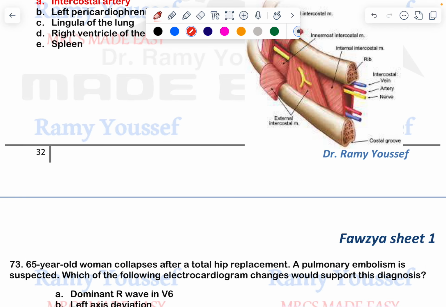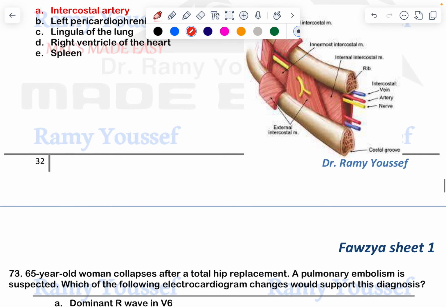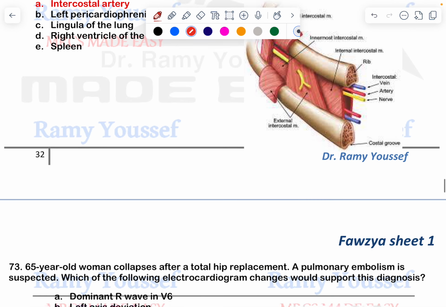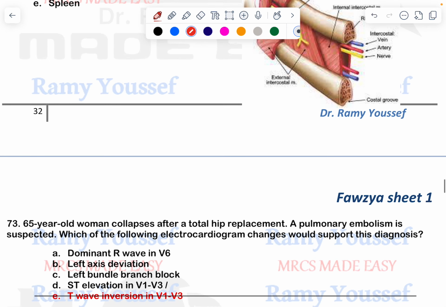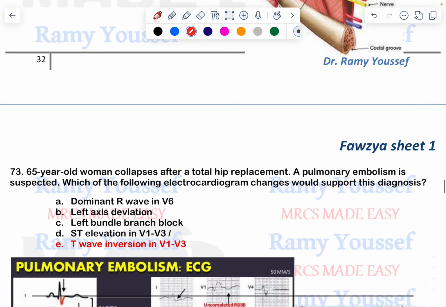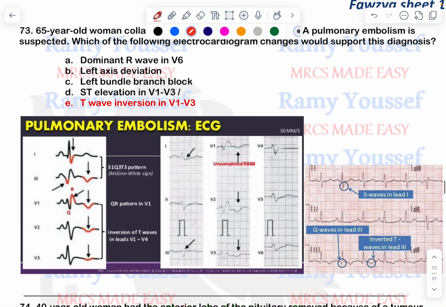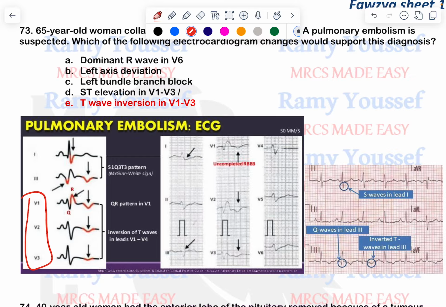Pulmonary embolism. Which of the ECG findings support this diagnosis? Pulmonary embolism shows right ventricular strain and right bundle branch block, with T-wave inversion in V1 to V3. In V1 to V3 the T wave has gone down.